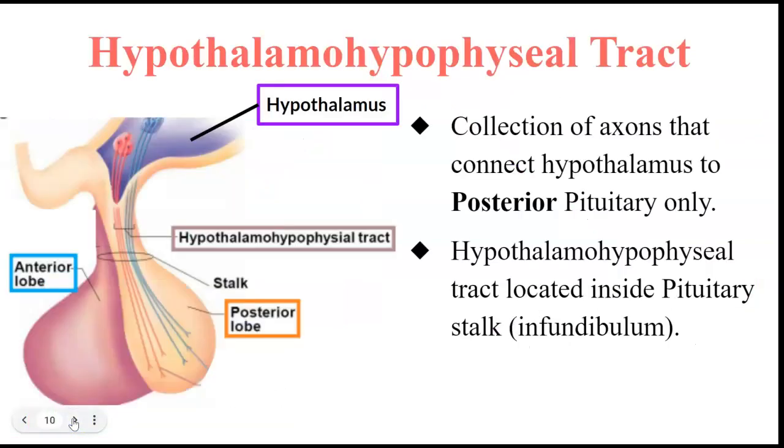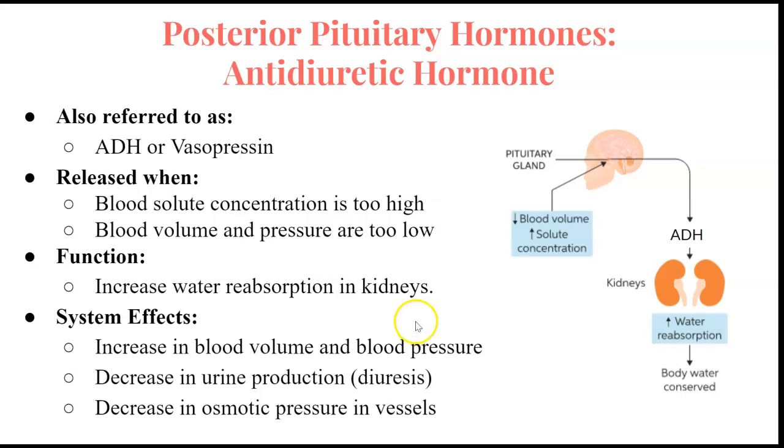Okay, so we're going to start off first with the tract that sends us from the hypothalamus down to the posterior pituitary. Okay, so this tract is actually just a collection of axons that are connecting only to the posterior pituitary, right? And this tract is located inside what's called the pituitary stalk or the infundibulum. All right, so one of the two hormones that we've talked about in the posterior pituitary is called ADH, or antidiuretic hormone. It's also known as vasopressin. I would understand it as, or be able to acknowledge it as, both ADH and vasopressin.